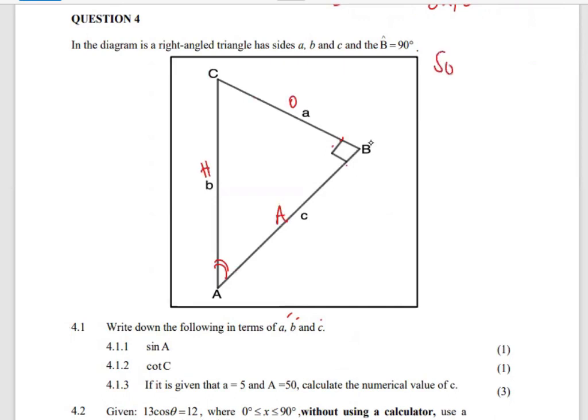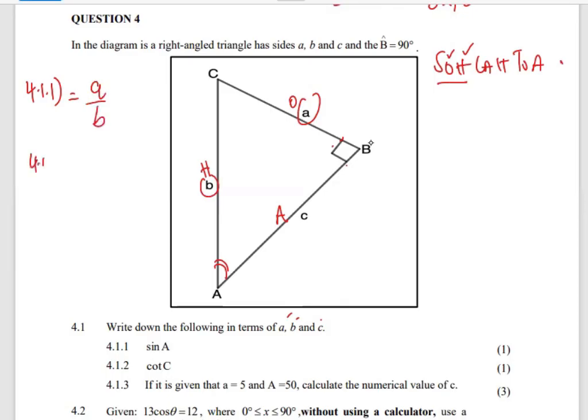And from our SOHCAHTOA, we know that the sine is given as the opposite over the hypotenuse. So what that becomes is that our opposite is A over the hypotenuse, which is B. So it's going to be A over B.